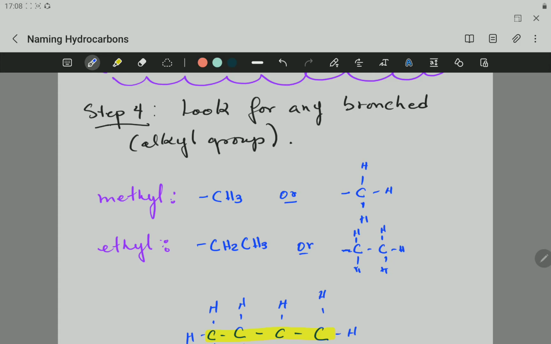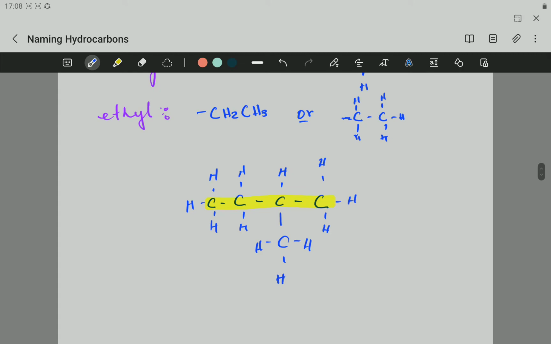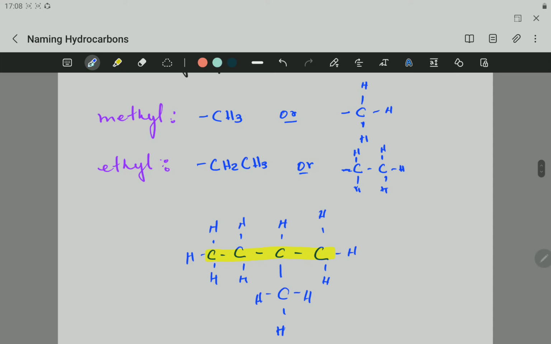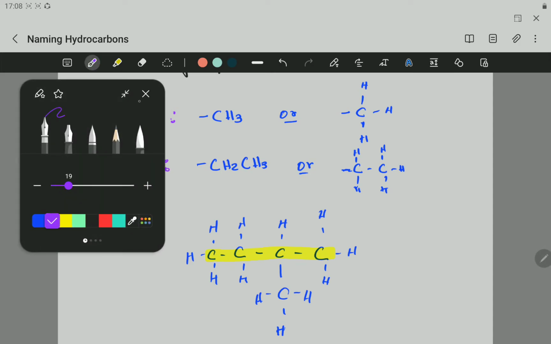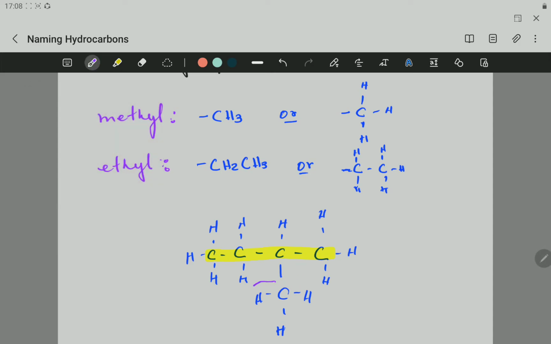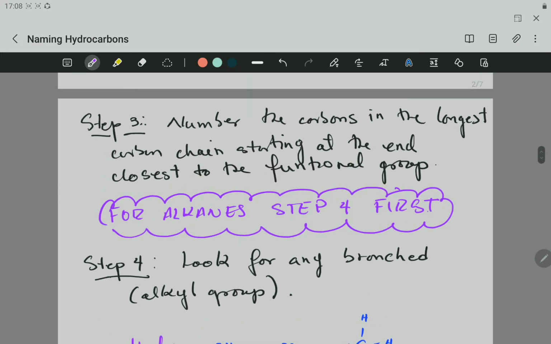Okay. So what we are going to do is go to the compound which we have here, and look for any of those 2 branches. Now here you can see that this one is a branch. This one here is a branch. Now what branch is it? Okay, you can see there is the first one. So this one is a methyl. So let's quickly go back to the steps.